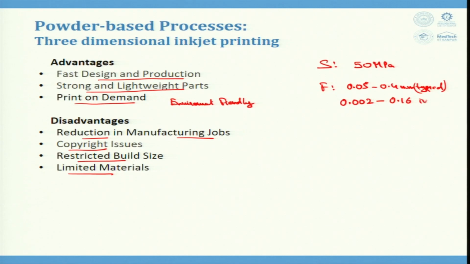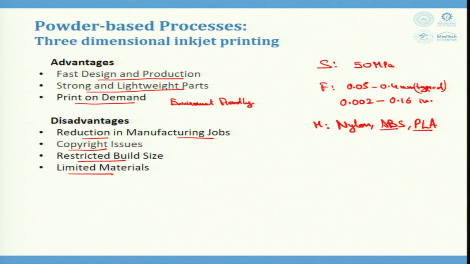Then example materials here could be nylon, ABS, then polylactic acid, and so on. ABS is acrylonitrile butadiene styrene, PLA is polylactic acid.